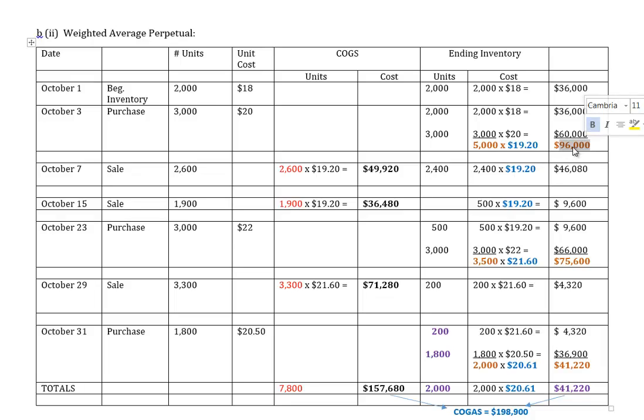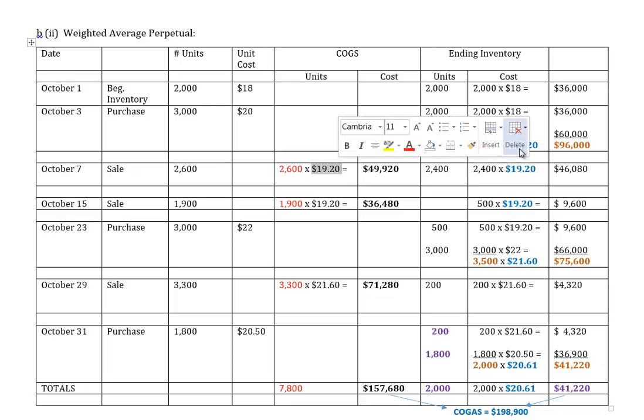So if I take my $96,000 and divide it by 5,000, I get that on average every unit is in there at the average cost of $19.20. So now what happens? Now I sell 2,600 items. I don't care if they come from the earliest ones in the beginning or the ones I just bought, because I'm taking them out at the average cost. So I'm taking out these 2,600 units at the most recent weighted average cost, which is $19.20, and I'm getting now a cost of goods sold of $49,920.